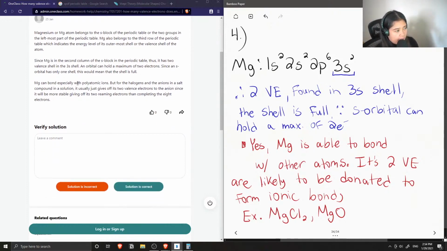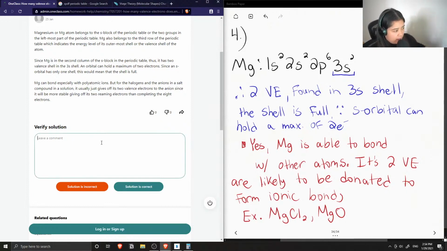Magnesium can bond especially with polyatomic ions, but for the halogens and the anions in a salt compound in a solution, it usually just gives off its 2 electrons to the anion, since it will be more stable giving off its 2 remaining electrons than completing the 8 for the octet. Yep, so this solution is correct.